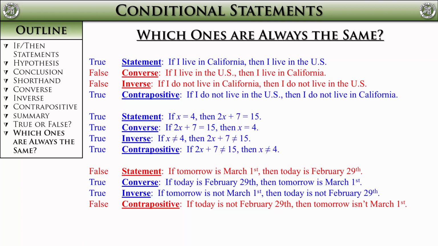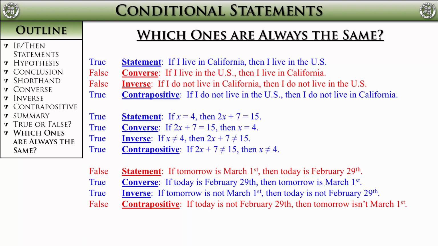The statement and contrapositive are always the same. The converse and inverse are always the same. Always. You can use this fact to help you out at times. In that last example with leap year, students usually find the statement and converse are much easier to figure out than the inverse and contrapositive. However, if you know that the statement and contrapositive are always the same, then you only need to figure out one of them and you can automatically put in the other one.